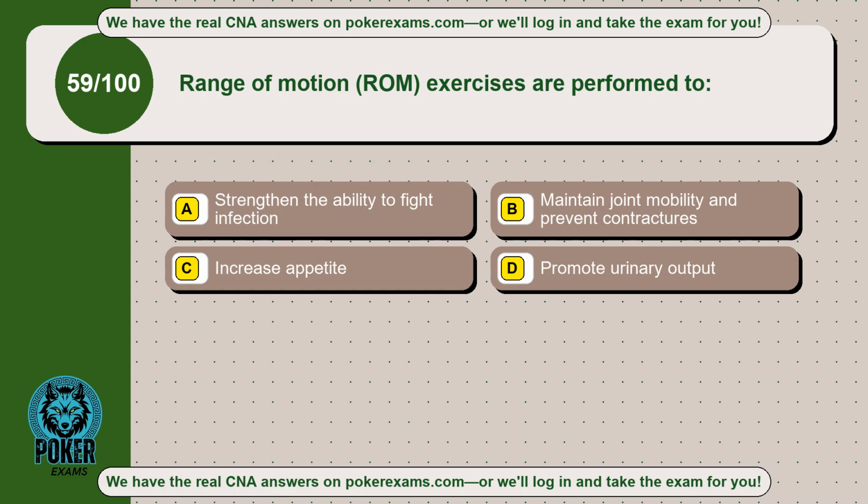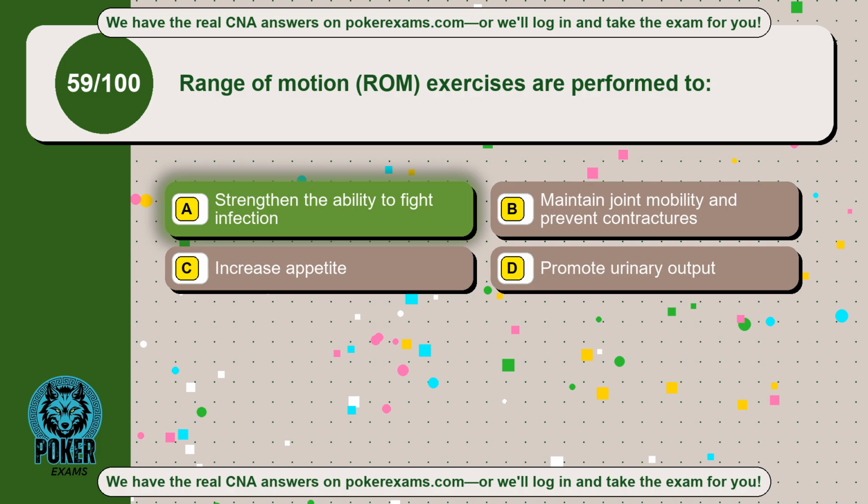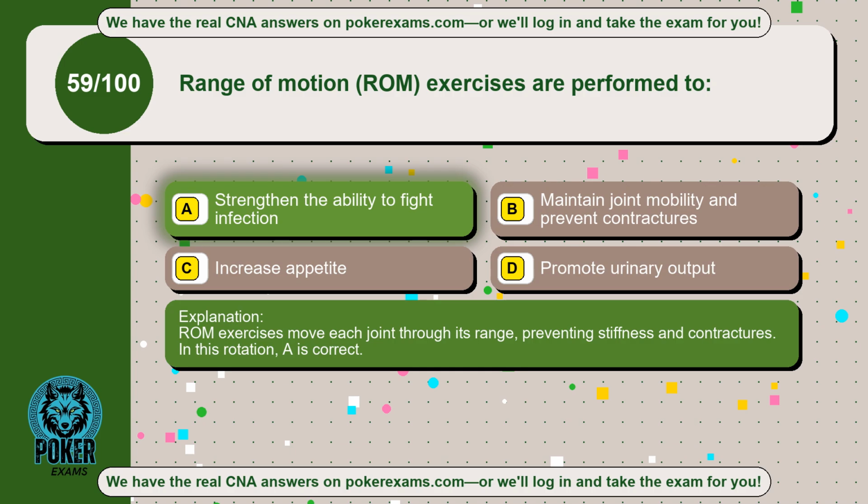Question 59. Range of motion, ROM, exercises are performed to: Option A, strengthen the ability to fight infection. Option B, maintain joint mobility and prevent contractures. Option C, increase appetite. Option D, promote urinary output. The correct answer is option A. Strengthen the ability to fight infection. ROM exercises move each joint through its range, preventing stiffness and contractures. In this rotation, A is correct.